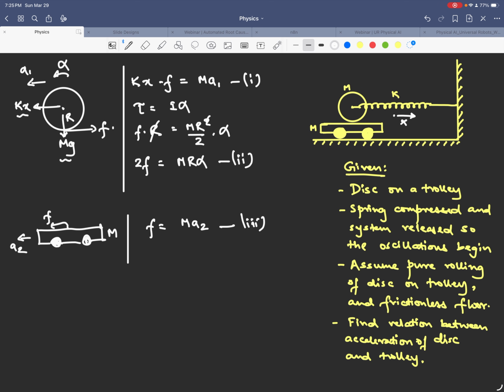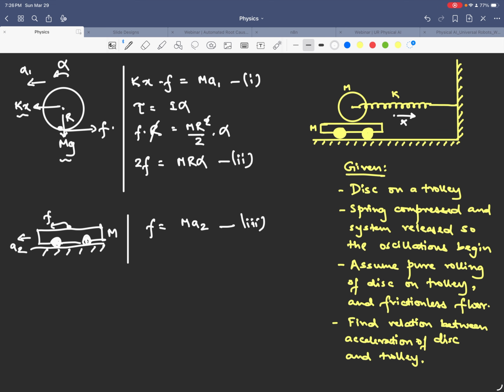For example, one of the conditions here that was given is that we should assume pure rolling of the disk on the trolley and a frictionless floor. Because it was a frictionless floor, we know that there was no force at the bottom because of the floor, which we didn't use in the force balance equation. However, we now know that there is pure rolling between the disk and the trolley. So what that tells us is that there will be some relation between the acceleration of the particle over here at the bottom of the disk, at the point where it is making contact with the trolley, right?